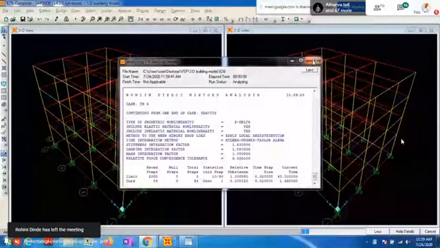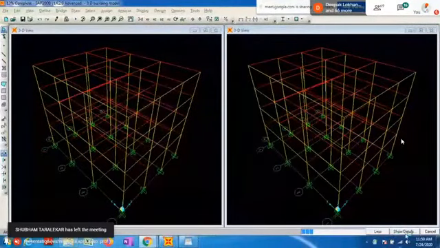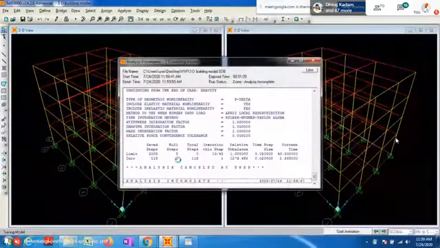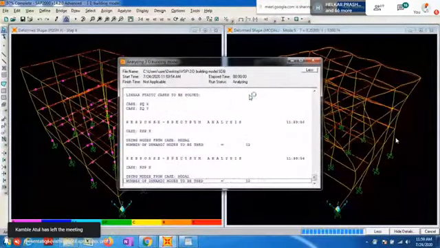Okay, now it will take more time because a number of hinges are there. So therefore, I will cancel this analysis, and it gives the result. Then afterward, from the table values, you can calculate the drift and all this.